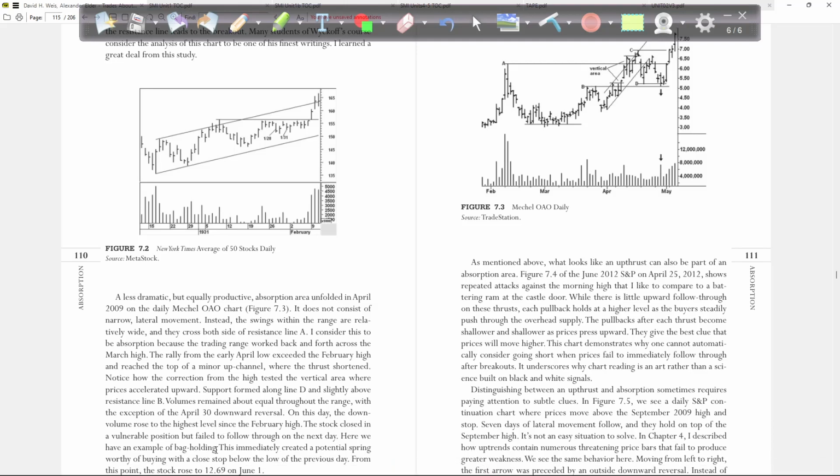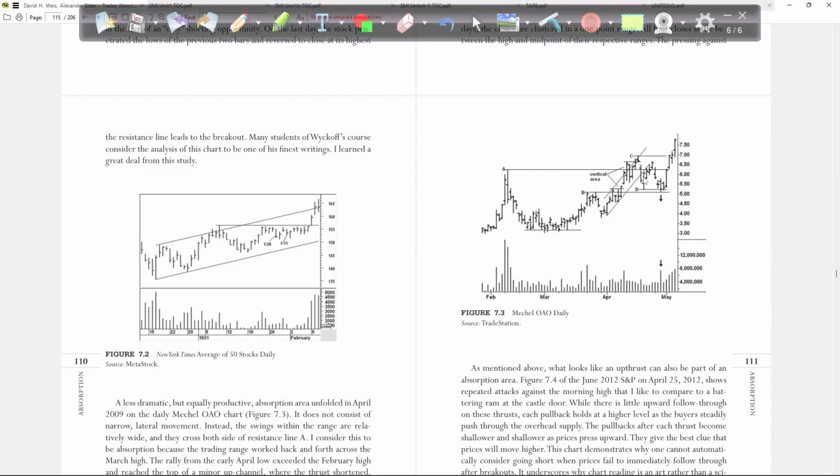From this point, the stock rose to 12.69 on June 1. It's quite important to understand this. I think that's the basic definition of springs. If you have large volume on the down movement, and then on the next day there was lack of follow through, then basically it's a spring.